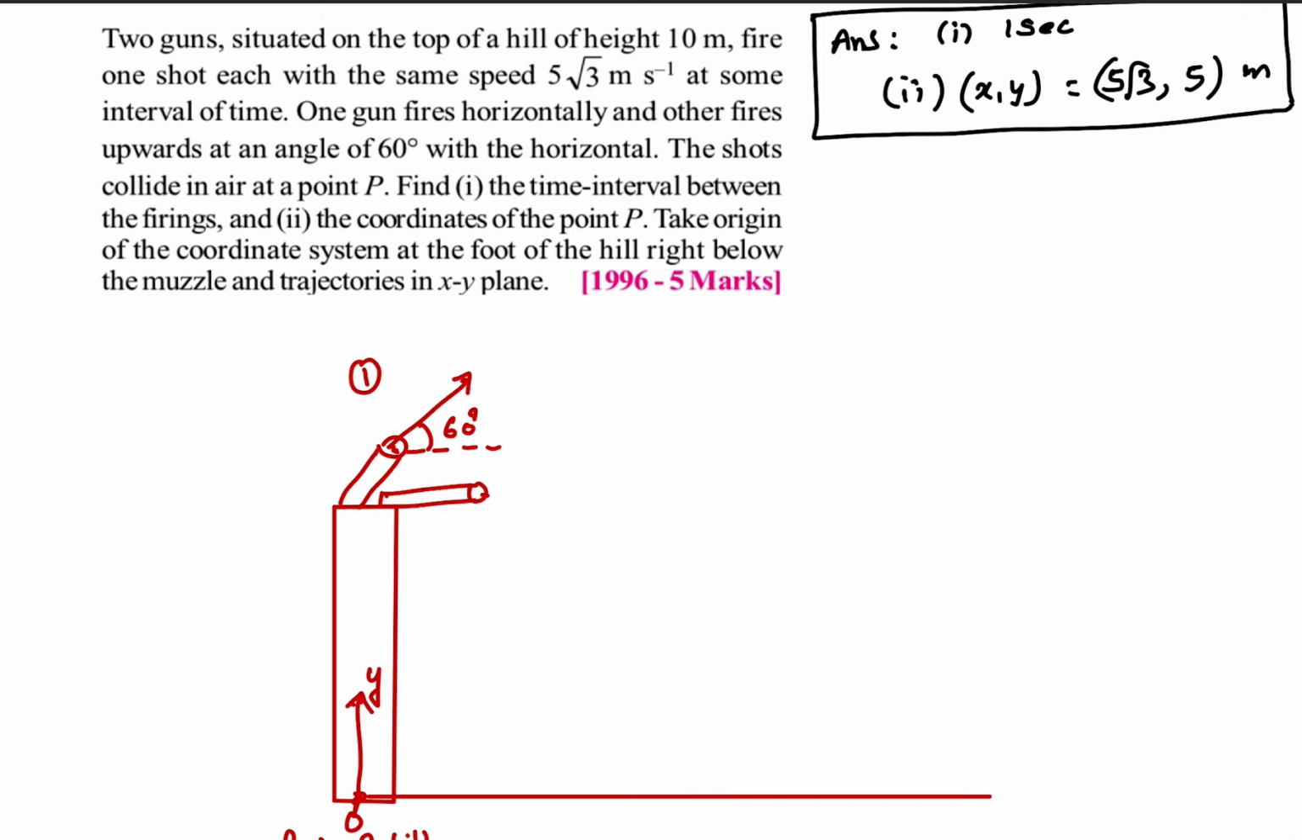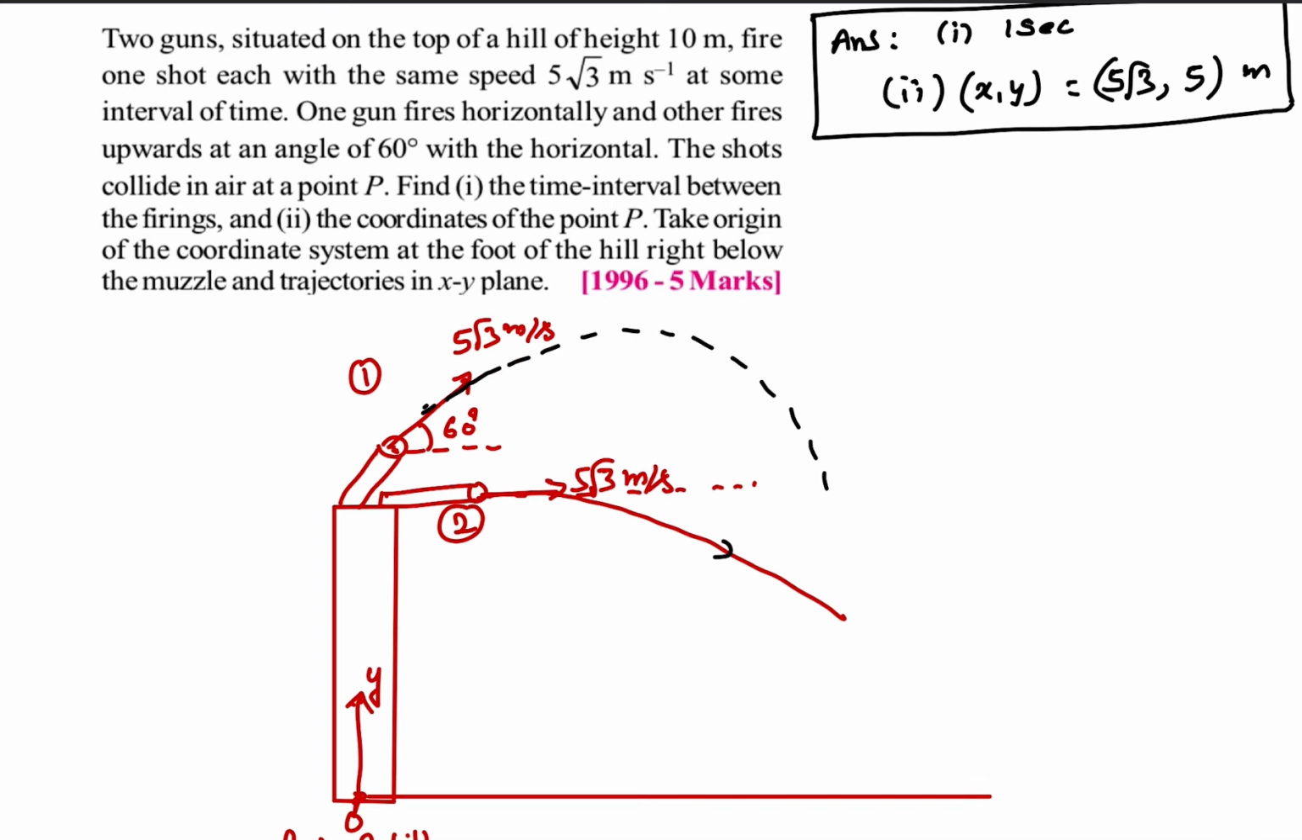And one more bullet was there from the gun. It is projected horizontally with the same speed. They have given 5 root 3 meters per second, here also 5 root 3 meters per second. Whenever they are projected like this, we can see the second one is going downward like this. The first one will go upward and then come down like this. Both are colliding here.